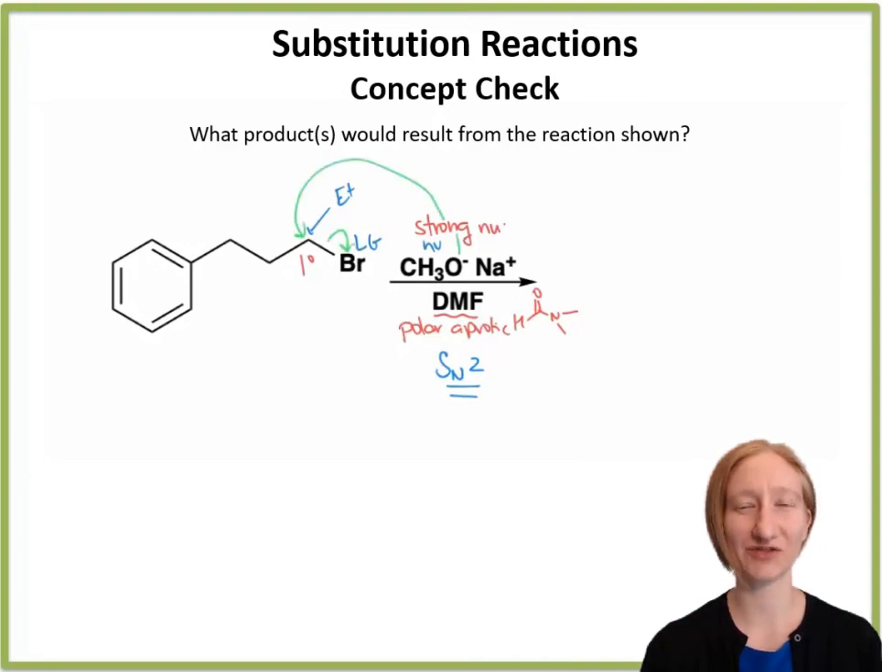Remember that there are no intermediates in an SN2 reaction. Instead, it proceeds through a concerted pathway in which the carbon leaving group bond breaks and the carbon nucleophile bond forms in the same step, or the same transition state. The product that we get from this reaction is the methyl ether.